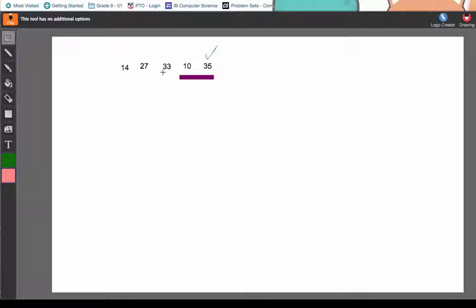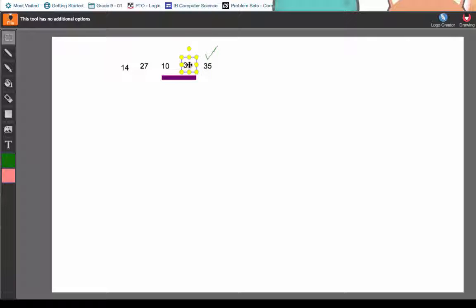On the second pass, we go back to the beginning. 14 and 27 are still the correct way around, so we leave them. Then we need to check 27 and 33. They are the correct way around, so we leave them as well. Then we need to check 33 and 10. Obviously 33 is higher than 10, ignoring everything that's previously gone before it because we're only ever concerned about our two bubbles together. We swap 10 and 33 around.